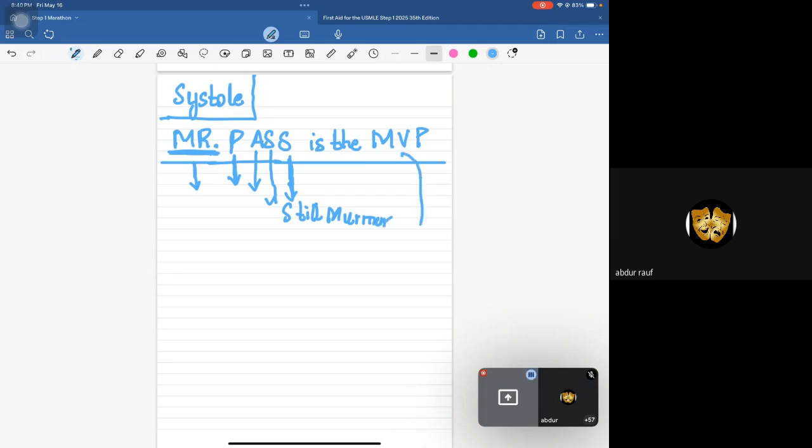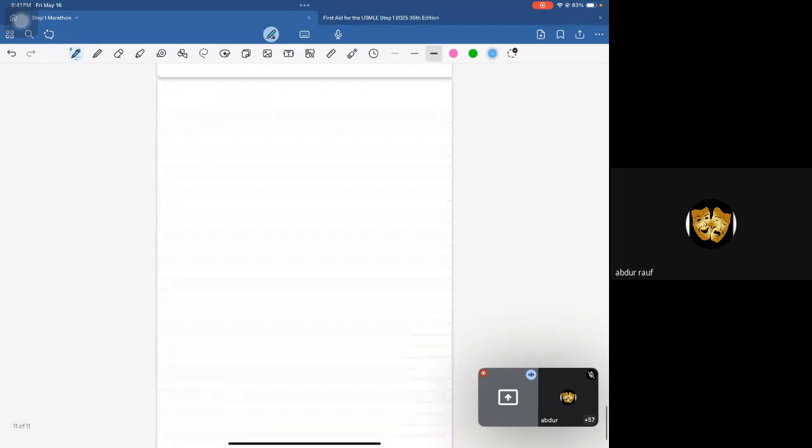And then M stands for the mitral valve prolapse, and V stands for ventricular septal defect. So these are the systolic murmurs: mitral regurgitation, then physiological murmurs, then aortic stenosis, then still murmurs, then mitral valve prolapse, and then the ventricular septal defect. These are the murmurs that are present here.